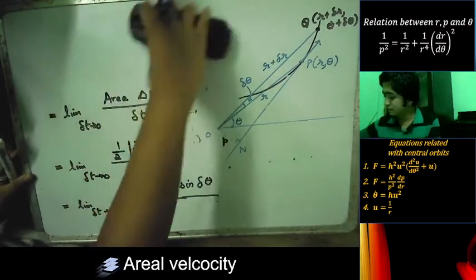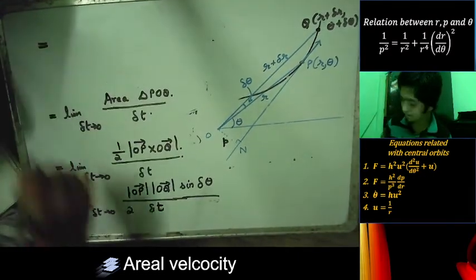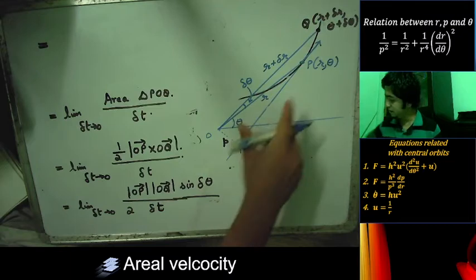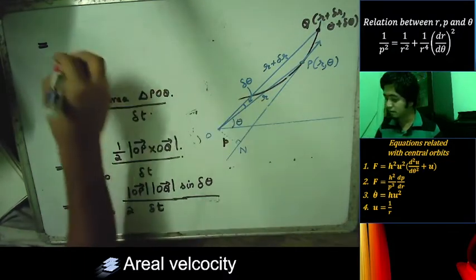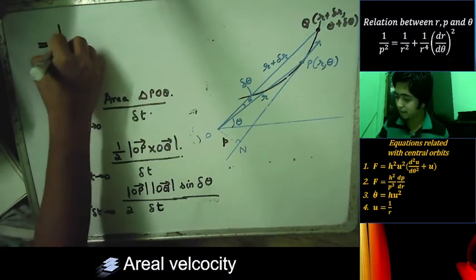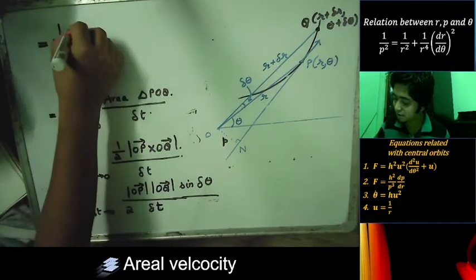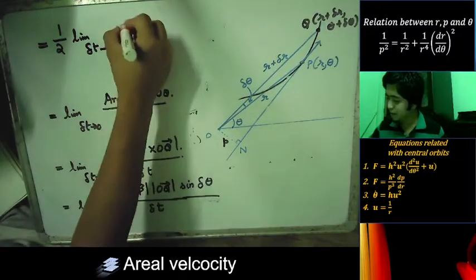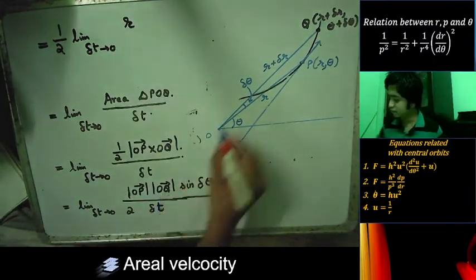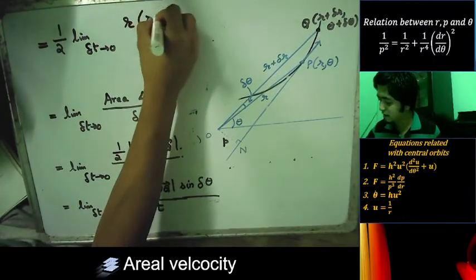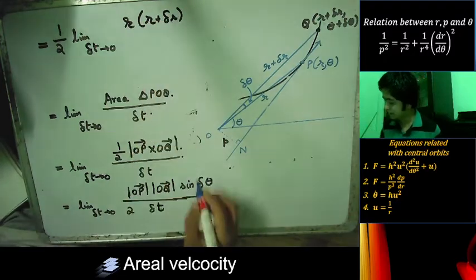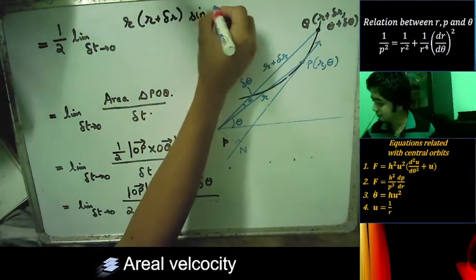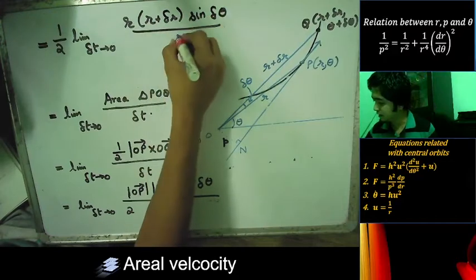Next, what we will do: OP the magnitude is r, and 1 by 2 I can even take outside. So limit del t tends to 0, OP will be r, and over here OQ will be r plus del r, and sine del theta by del t.